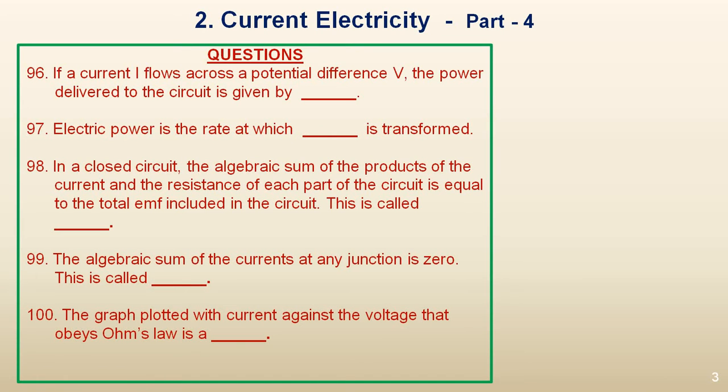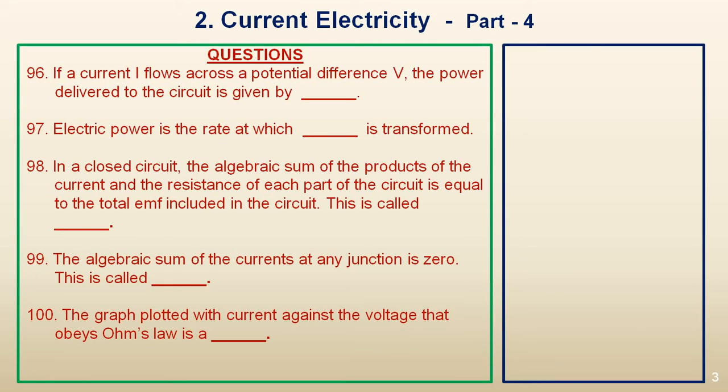Now let us see the answers to the question number 96 to 100 one by one. Question number 96. If a current I flows across a potential difference V, the power delivered to the circuit is given by P equal to V into I. Here V is the potential difference and I is the current. P is the power. Question number 97. Electric power is the rate at which energy is transformed.